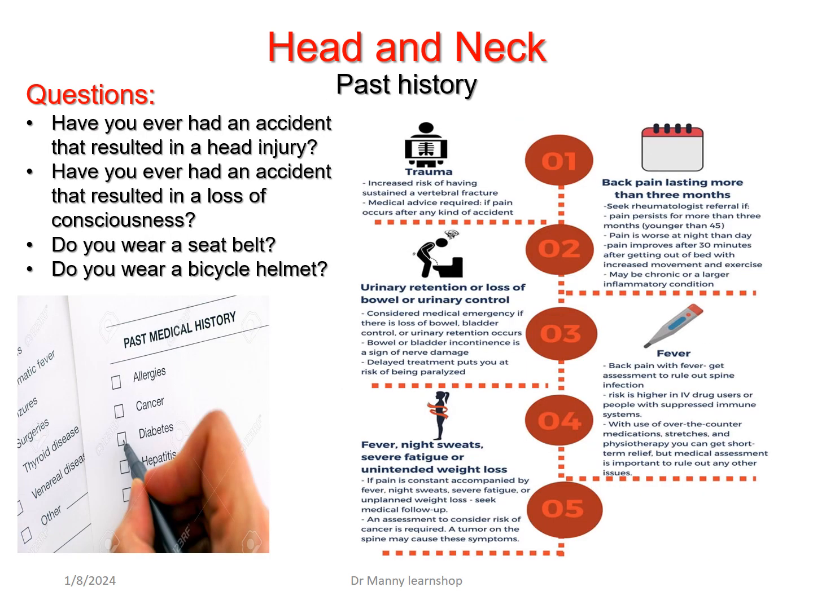Past history is always important, and questions could include things such as, have you ever had an accident that resulted in a head injury? Have you ever had an accident that resulted in loss of consciousness? Then you can ask about protective equipment, such as, do you wear a seatbelt when you are in a car? Do you wear a bicycle helmet when riding a bike, whether it be a pedal bike or a motorbike?